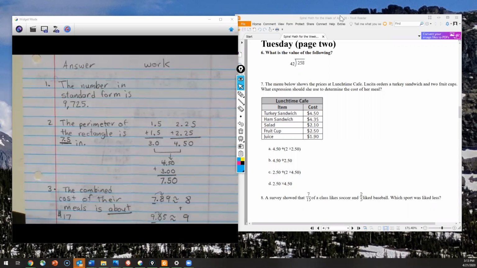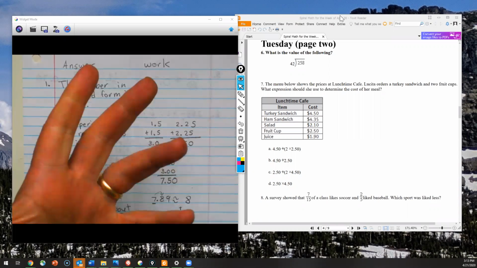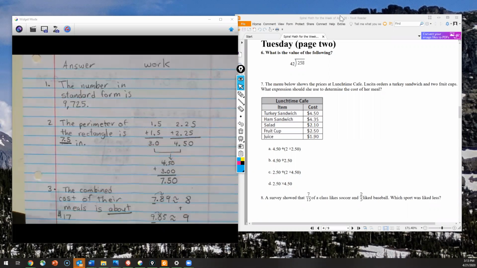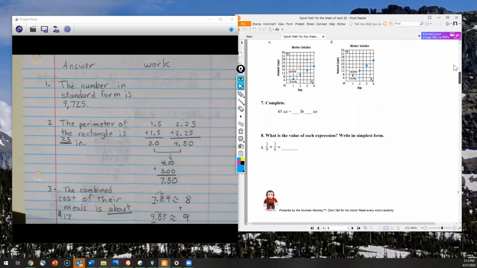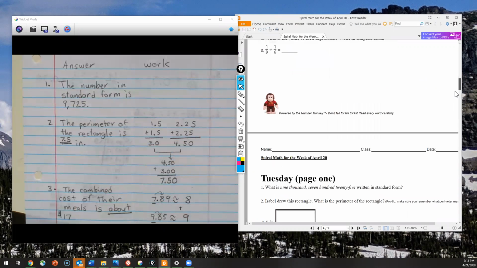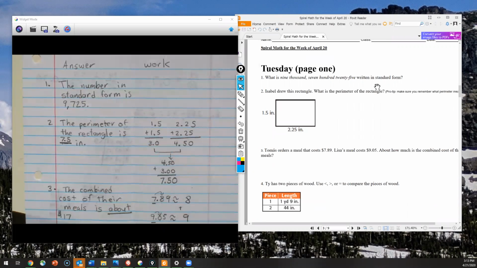I've written them all down because I did this video originally and it froze, so I'm redoing it again. So we'll just go quickly through all the stuff that I wrote down. We'll go ahead and move on up here to the very first one, number one, which is the number in standard form. And I'm going to get to the right part here.